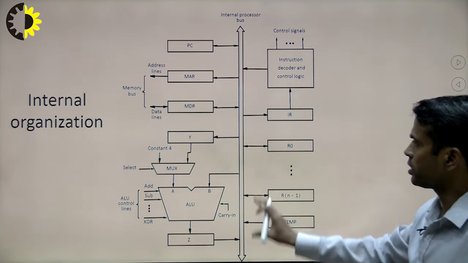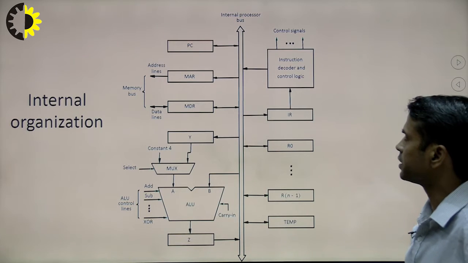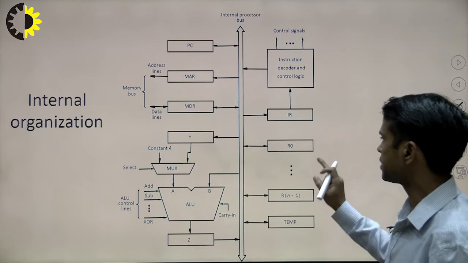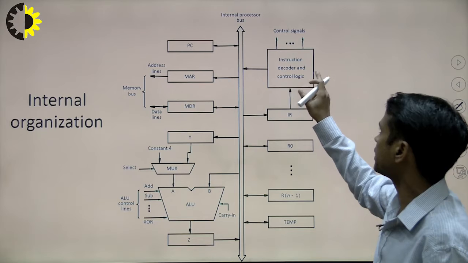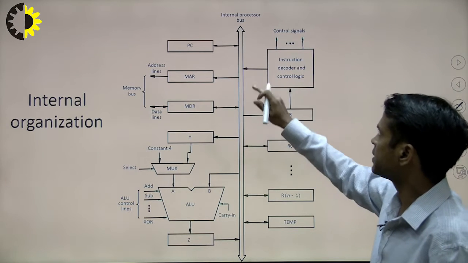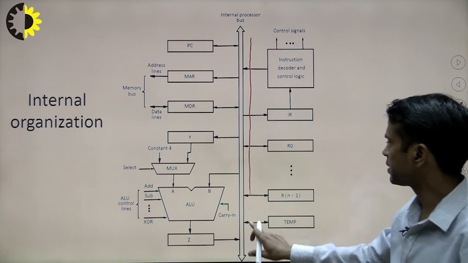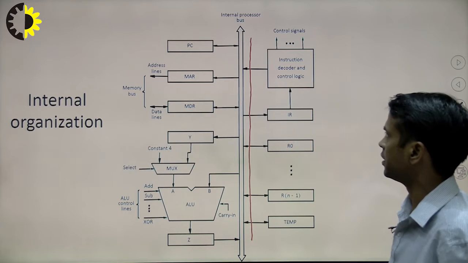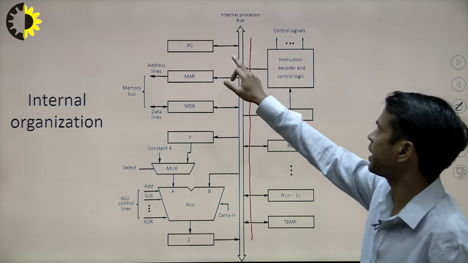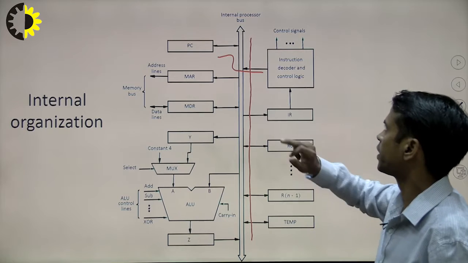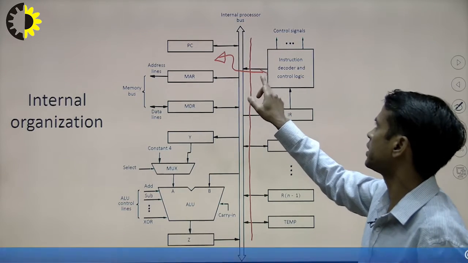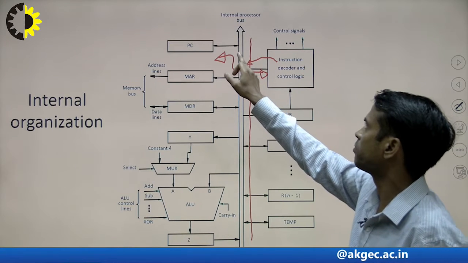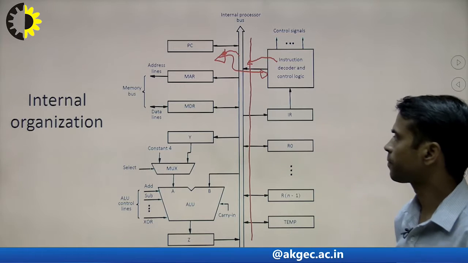If we see the whole structure of the units listed in the previous slide, like PC, MAR, MDR, IR, general purpose register, temporary register, ALU, and there is a control unit here, we can see there is an internal bus which acts as a common path. Every unit is connected with the others not directly, but through this bus. Whenever data is transferred, it first goes from one unit to the bus, then from the bus to another unit.